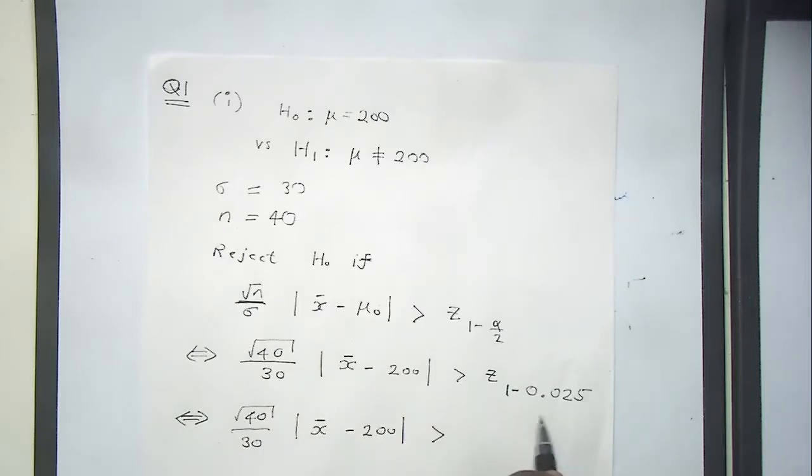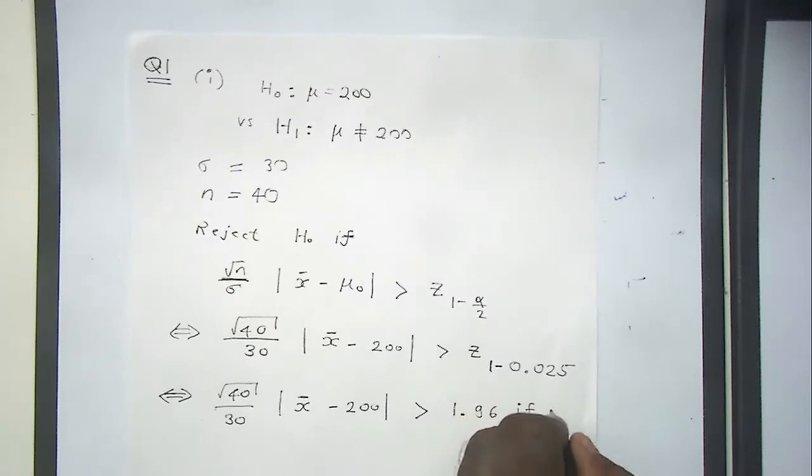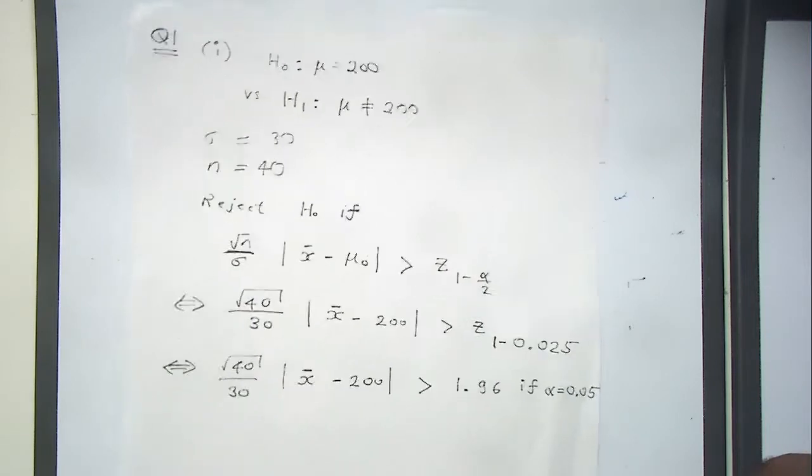Now can somebody read this for me? What is z of 0.975? Can somebody read this off the table? There's a table in front of you guys. 1.96. So the answer is 1.96. So this is the answer to part 1 when alpha is 0.05. Do you guys follow this or not? Any questions?